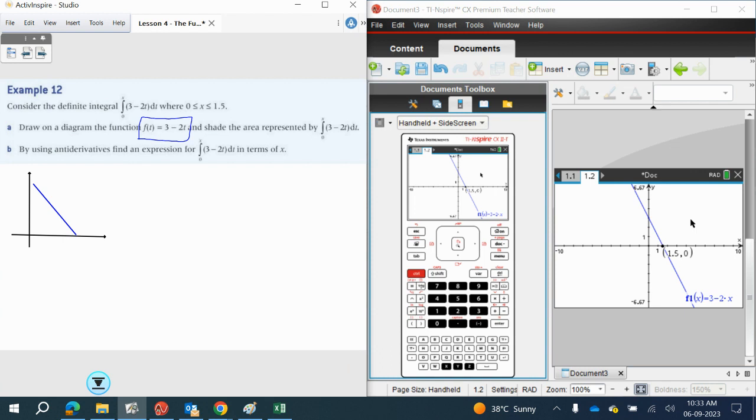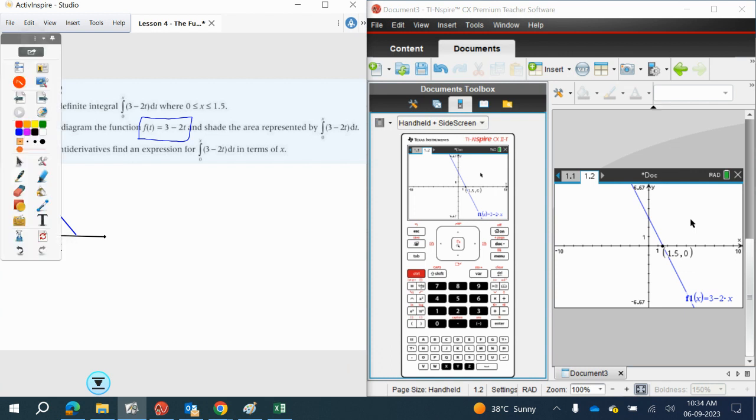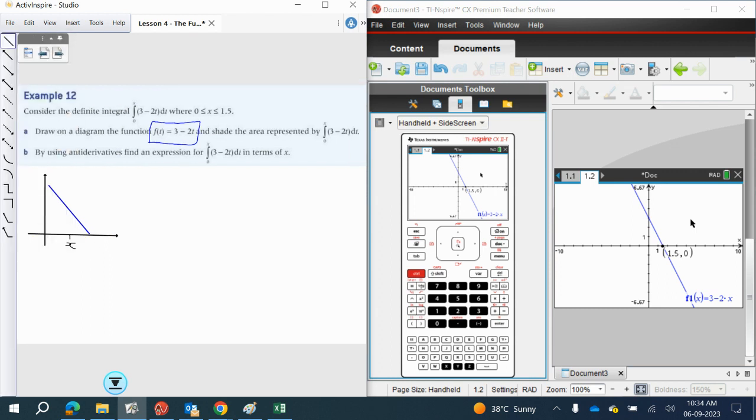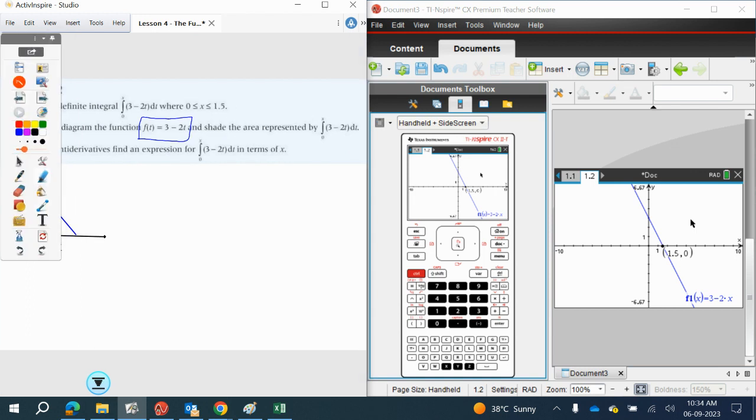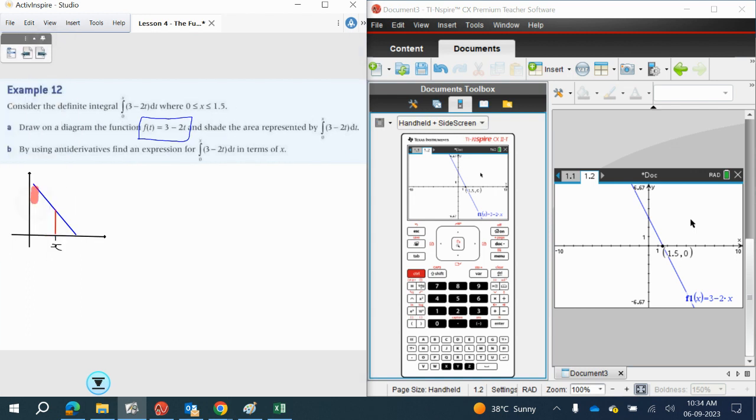We're then asked to shade the area represented by the integral of that function from 0 up to some point x. We don't know what x is. x is some point between here and here. It can be anywhere. So x could be this point here. This could be the point where x is. So that would give us something looking like this. And then we would have to shade the area like that.